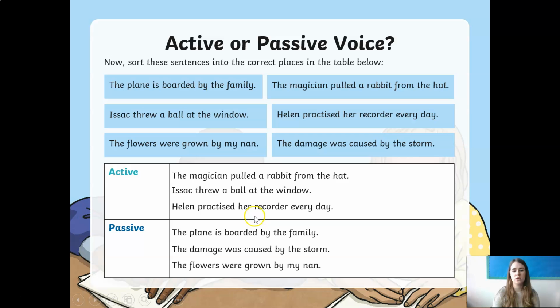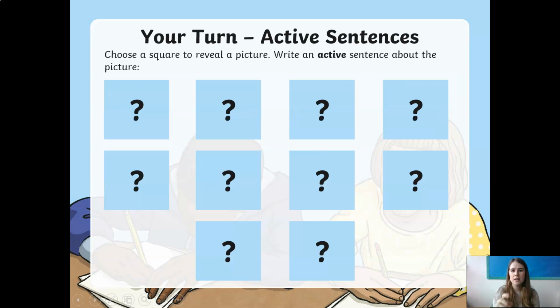Okay, now here would be the recorder was practiced every day by Helen. So obviously we changed that around with our by. So what we're going to do is we're going to pick on a square. And what I would like to do when I pick on that square is it's going to show you a picture. What you need to do is write an active sentence about that picture. Okay, so let's pick this one here. Oh, this one's a dog. Okay, pause the video. Can you write down an active sentence about my dog?